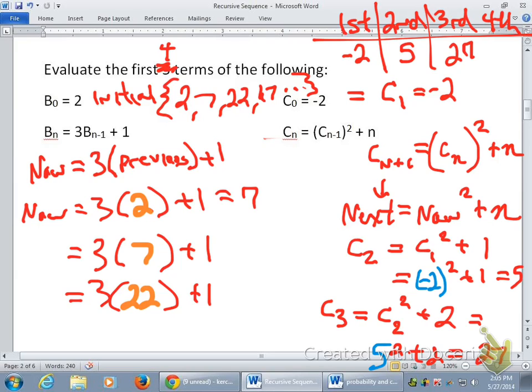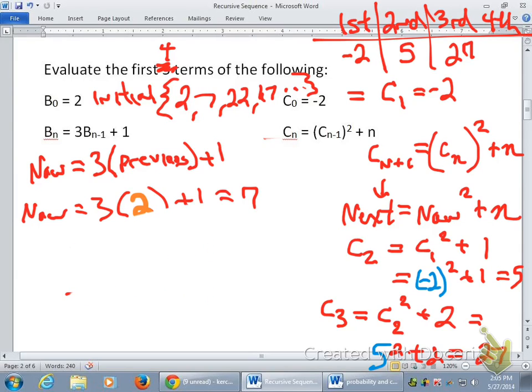And then I've got one more to do. I think I've got room for it off to the side. I'm going to erase some of this. So now in order to find c sub 4, I got to do c sub 3 squared plus, what am I going to add? Now I'm adding a 3. See how that changed every time? Because of the n. Because it was an n that changed every time. It was a 1 and then a 2 and now a 3. So my c sub 3 was 27. So now I've got to do 27 squared. I'm going to need some help with this one.